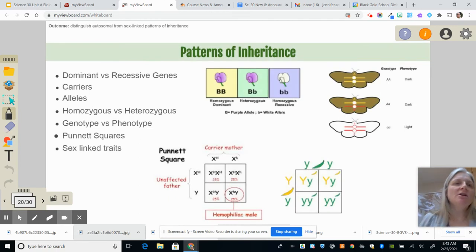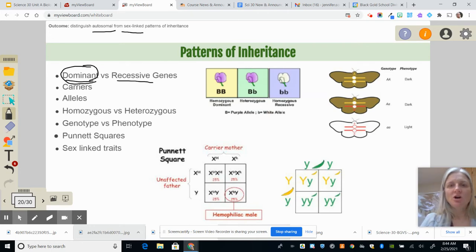All right, next outcome. Distinguish autosomal from sex-linked patterns of inheritance. So first off, for patterns of inheritance, there's a lot of different terms that you've been using in this chapter that you want to make sure you understand. So here's a quick review of some of them. So we have dominant and recessive genes. When there is a dominant gene present, it's going to overpower any recessive genes that are present.